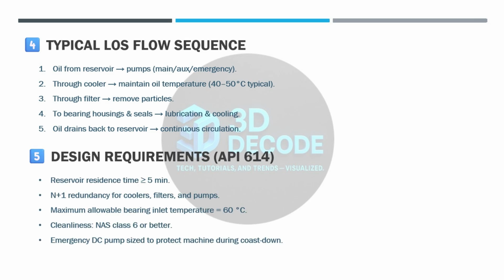Design requirements, API 614. API 614 has very specific design requirements. Reservoir residence time must be at least 5 minutes. Redundancy, N+1 philosophy for coolers, filters, and pumps. Maximum allowable bearing inlet temperature is 60 degrees Celsius. Cleanliness must meet NAS Class 6 or better. The DC emergency pump must be sized to protect the machine during coast down.